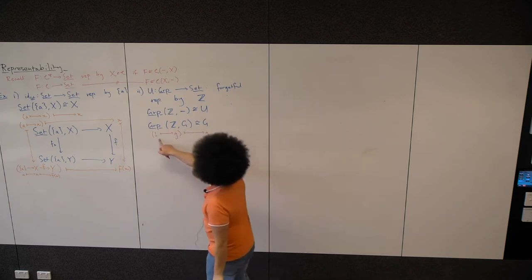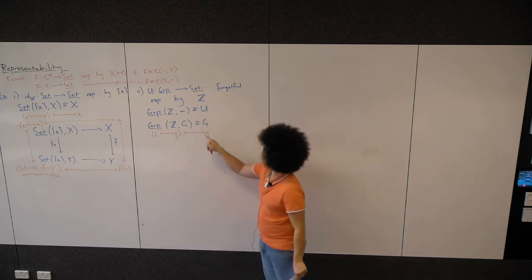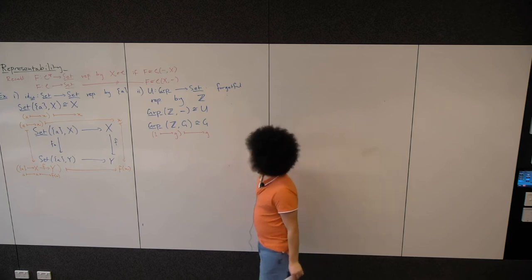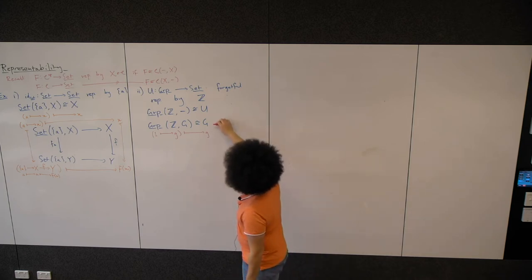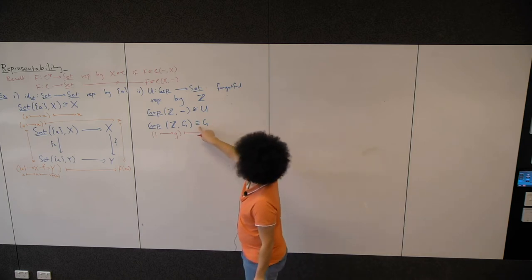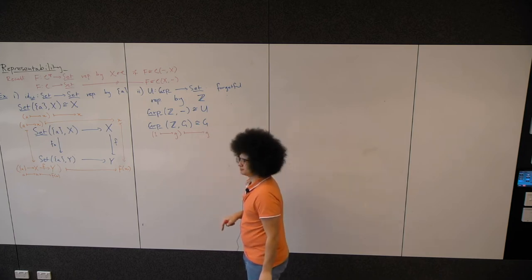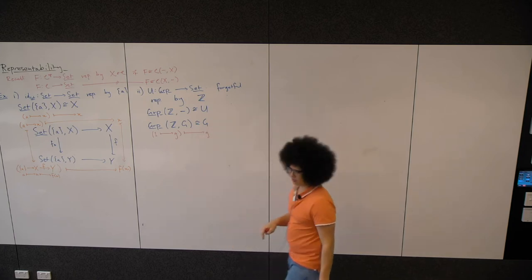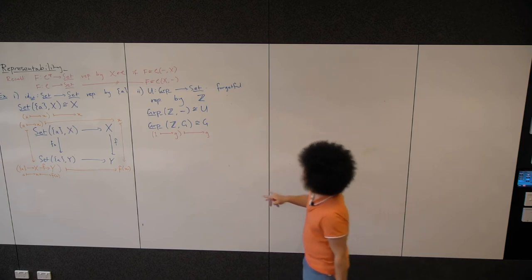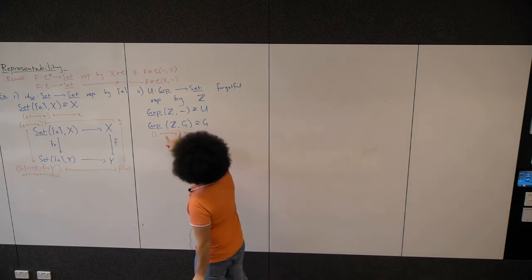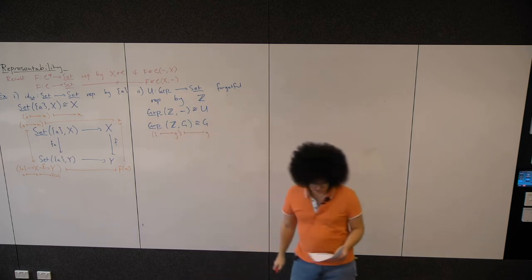And so we can sort of pick any group element in G. And just remember, this is an isomorphism as a set, not as a group. So I'm not saying that this is isomorphic to G as a group. I'm saying that this as a set is isomorphic to G as a set.